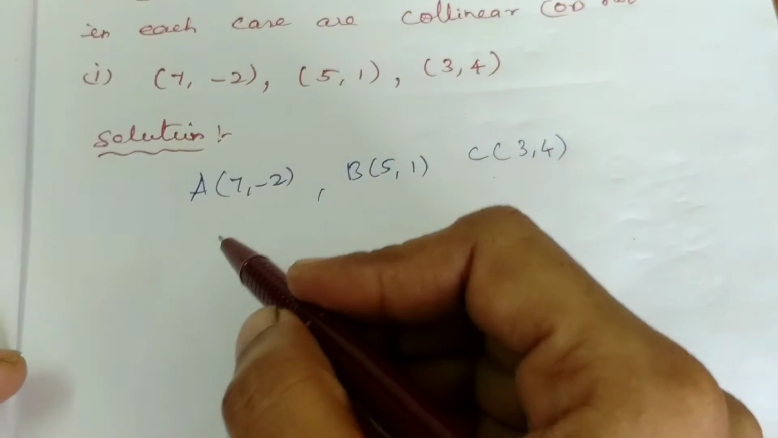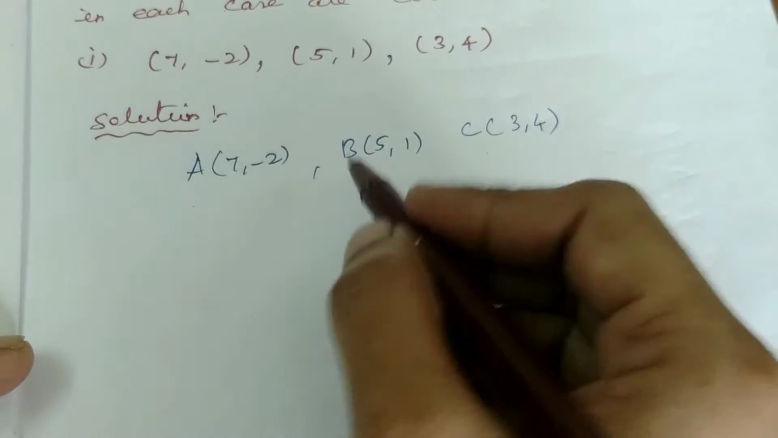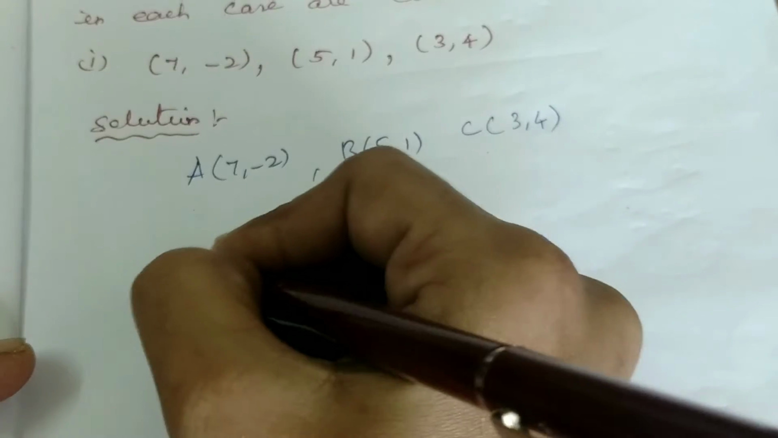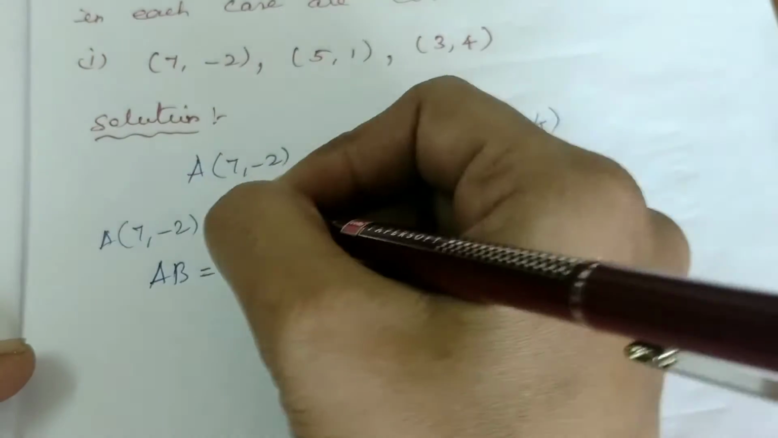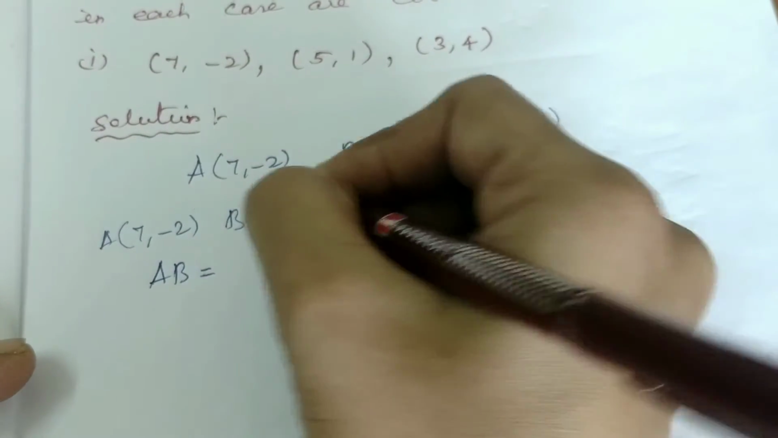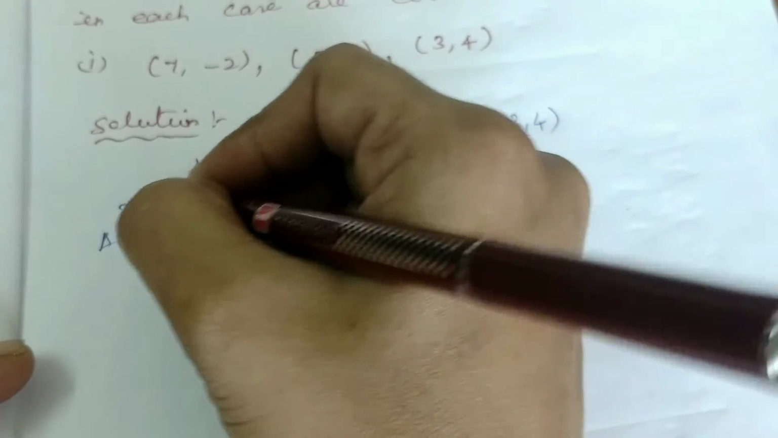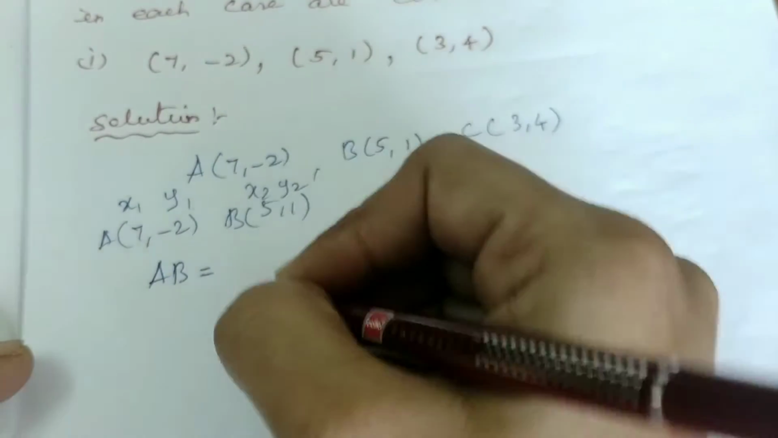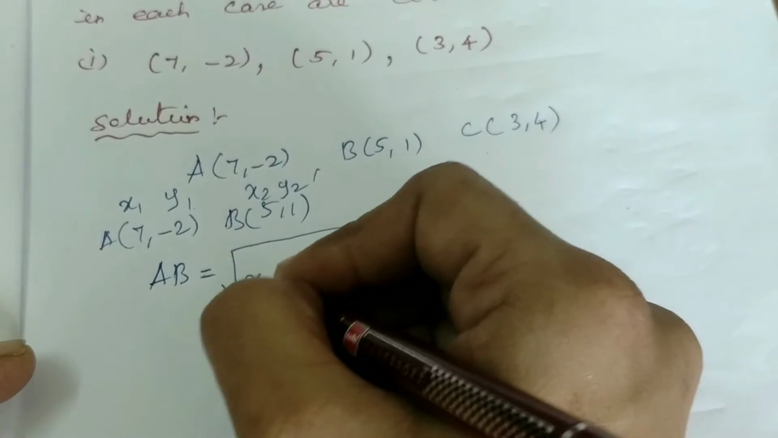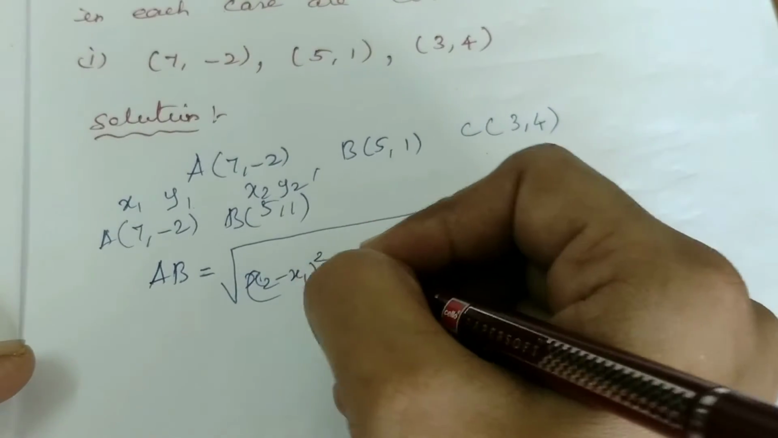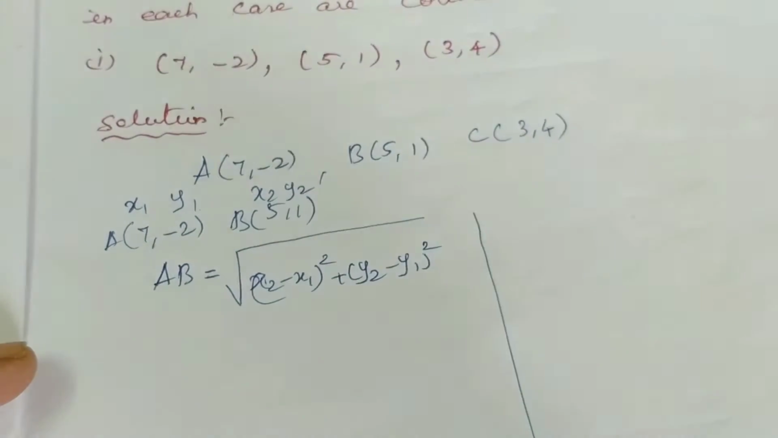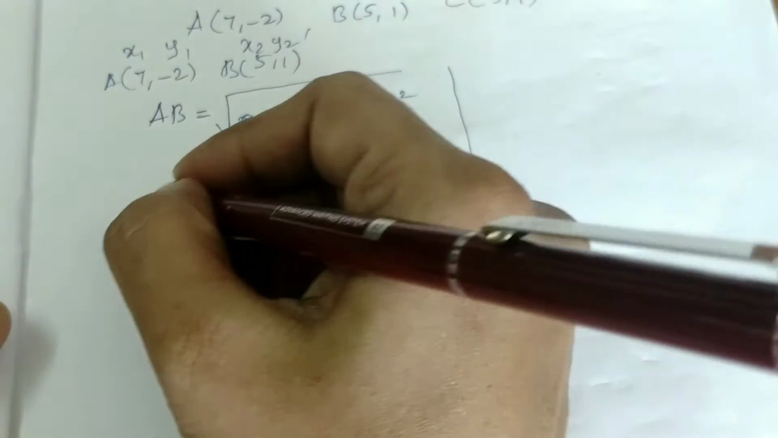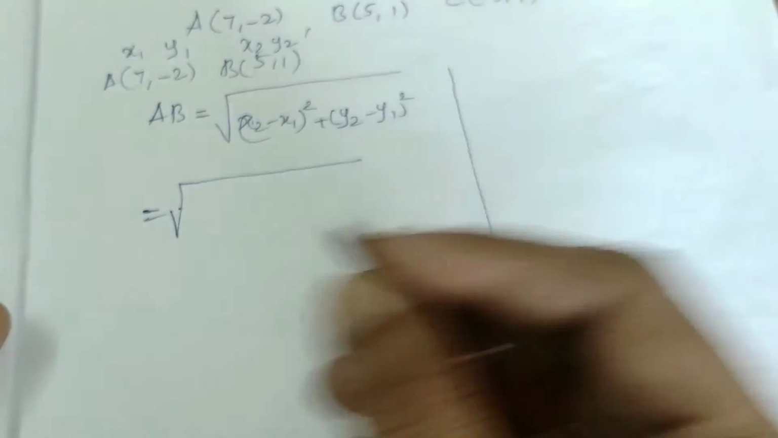First we have to find the distance between A and B. AB equal to, take the first two points (7, -2) and (5, 1) as x1, y1, x2, y2. The formula is the square root of (x2 minus x1) the whole square plus (y2 minus y1) the whole square. Substitute all the values for x1, y1, x2, y2.